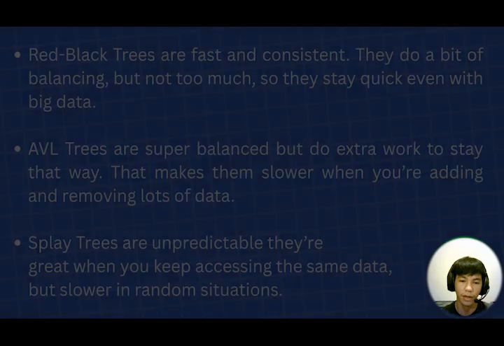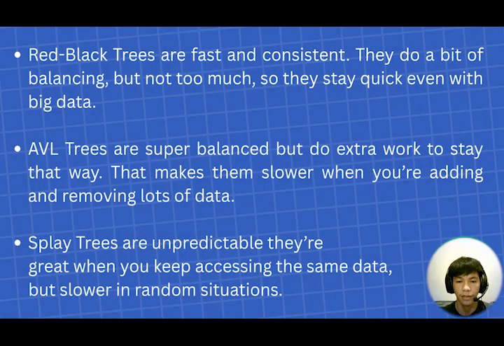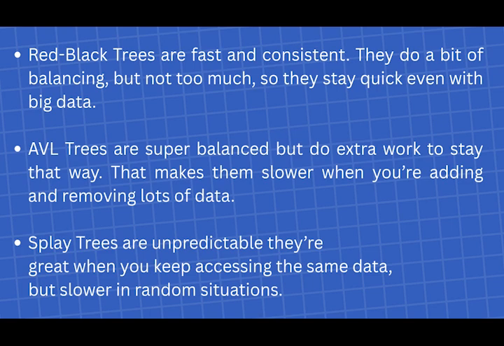Red-black trees are fast and consistent. They do a bit of balancing, but not too much. So they stay quick even with big data. The AVL trees are super balanced, but do extra work to stay that way. That makes them slower when you're adding and removing lots of data. Splay trees are unpredictable, great when you keep accessing the same data, but slower in random situations.